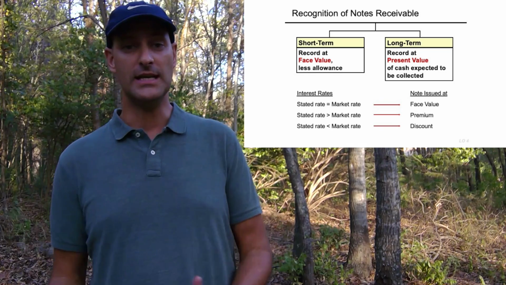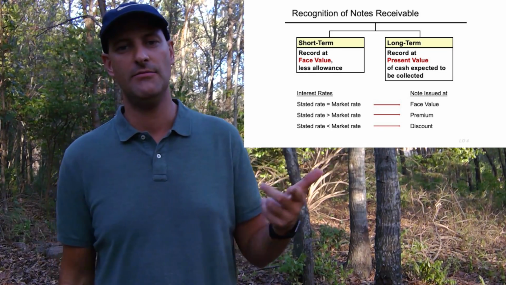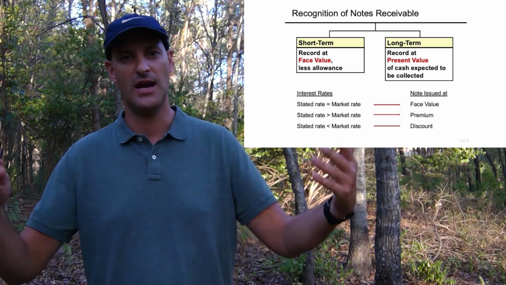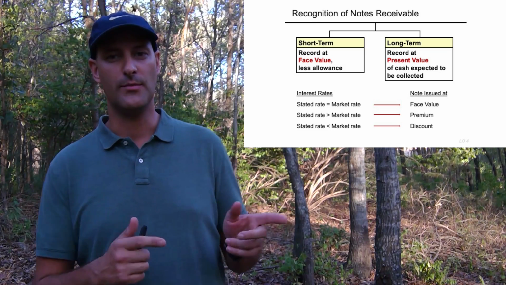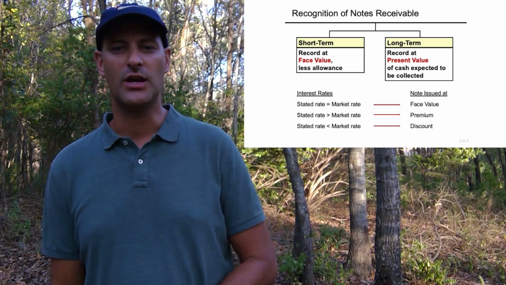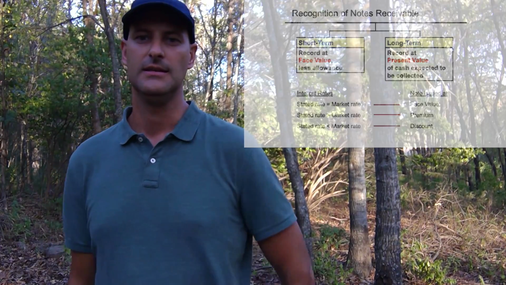So, for instance, with a note receivable, if the stated rate on the note is equal to the market rate, then the note is issued at face value. Ta-da! Not a surprise. If the stated rate is greater than the market rate, then the note is issued at a premium. And if the stated rate is less than the market rate, then the note is issued at a discount, just like for bonds. That doesn't change. Now, the valuation of these is the same as we had for bonds.